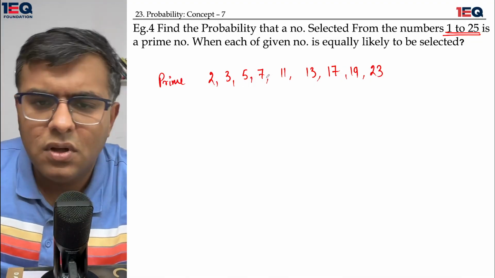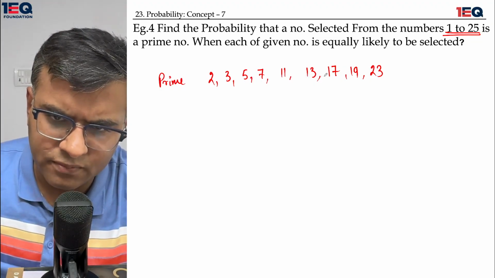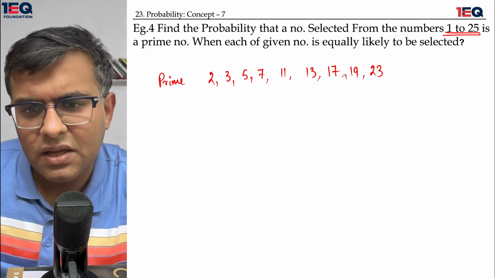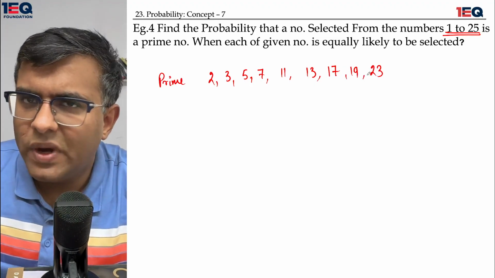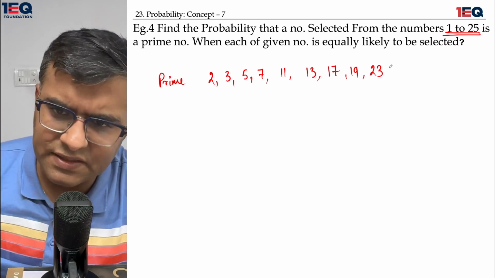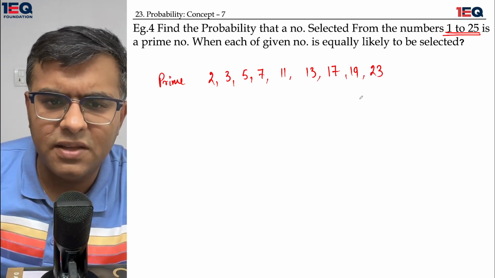6, no. 8, 9, 10. Yeah, 12, 14, 15, 16, 18, 20, 21, 22, 23, yes. 24, no. 25, no. Okay, so these are the prime numbers.